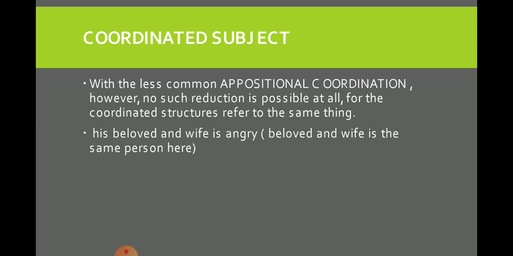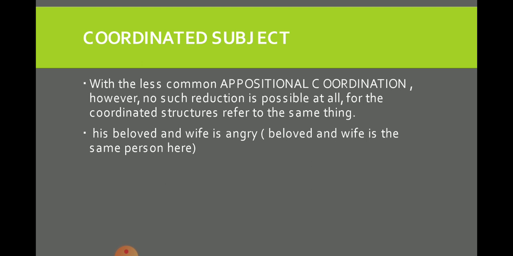With the less common oppositional coordination, so here we are going to talk about the oppositional coordination. No such reduction is possible at all, for the coordinated structures refer to the same thing. This is the major point concerning the oppositional coordination, that although we have a coordinated subject, with two parties, however, these two parts refer to the same thing, the same person, and that's why they are one thing.